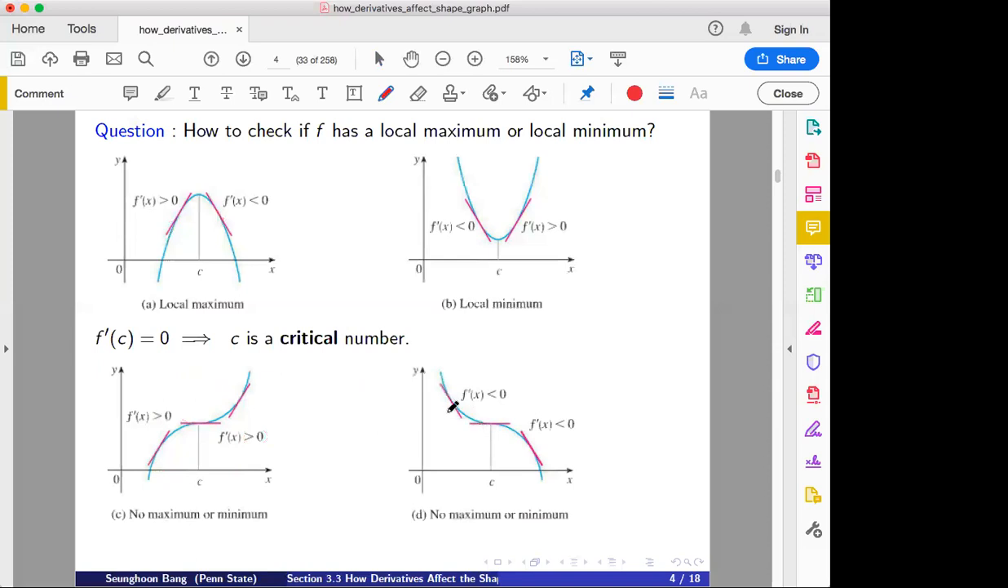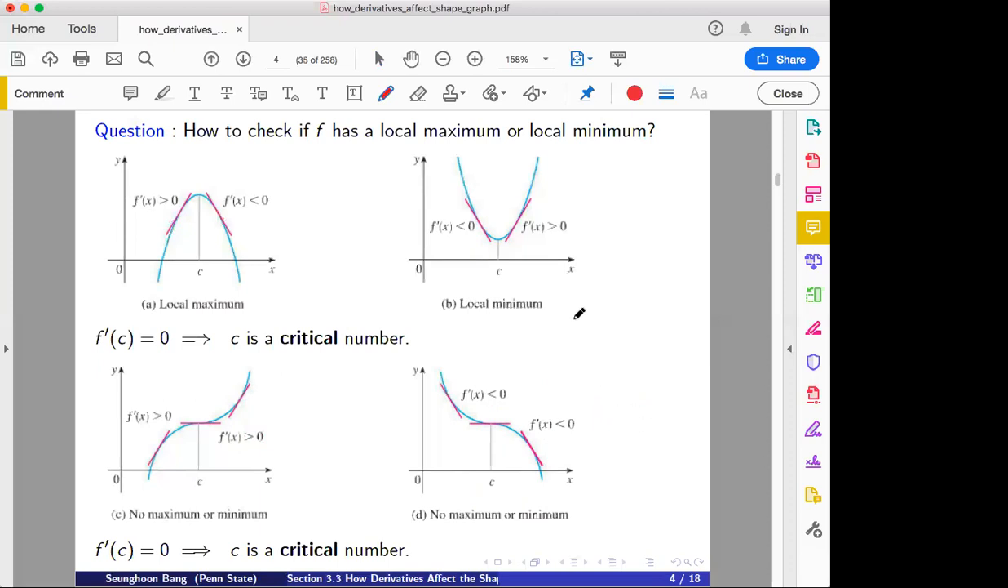Similarly, this one. Here, f prime of C equals 0. You can choose a point on the left-hand side, and the slope is negative. You can choose a point on the right-hand side, and the slope of the tangent line is negative. So what does it mean? In this case, C is here. You can check f prime: left-hand side negative, right-hand side negative. What is the graph of f? Decreasing, decreasing. So we don't have a local maximum, and we don't have a local minimum. But f prime of C is 0, so it is a critical number.